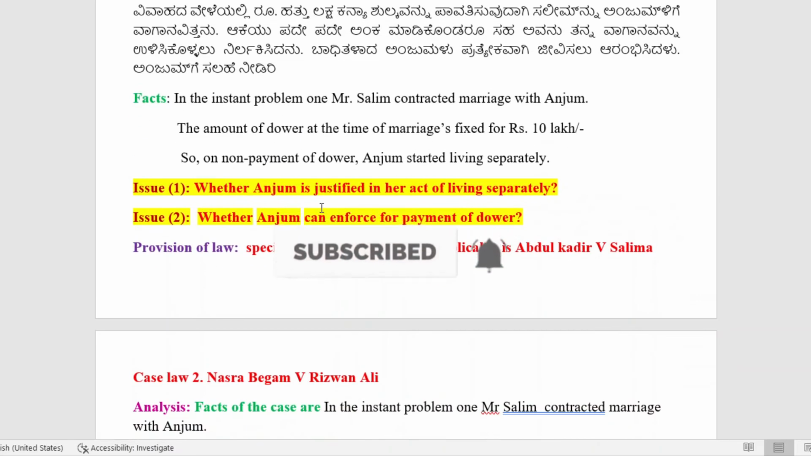Here you have to frame the issues. That means framing the issues is also very important. With regard to any dispute there will be two parties, the plaintiff and the defendant. They will be called disputants. So there will be two parties.